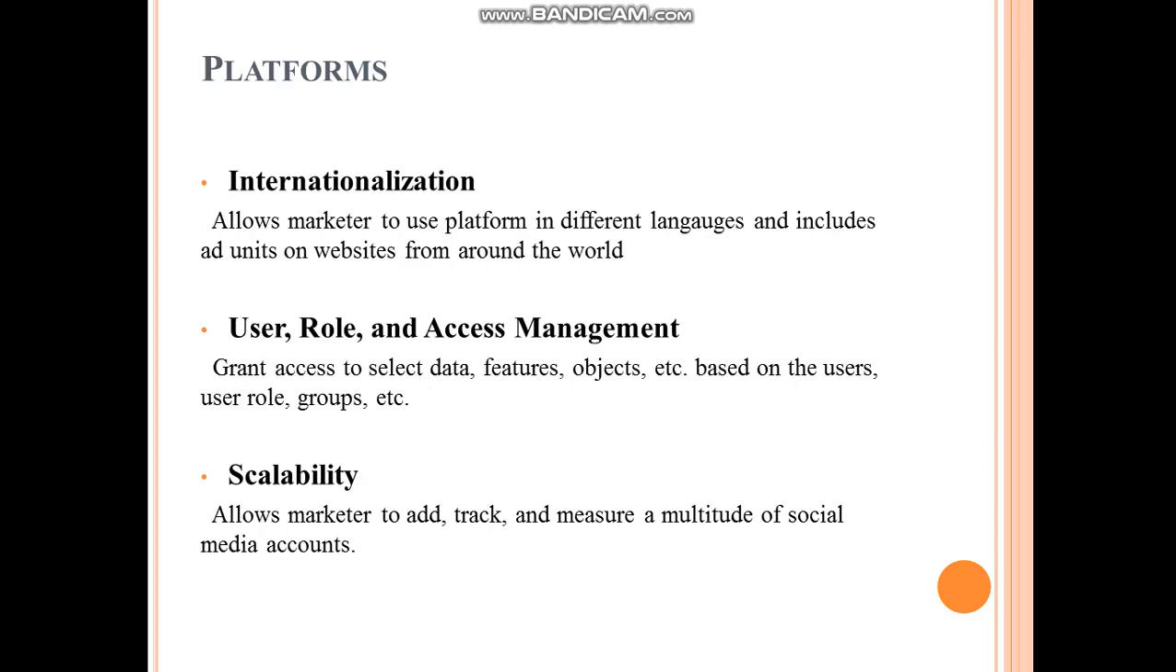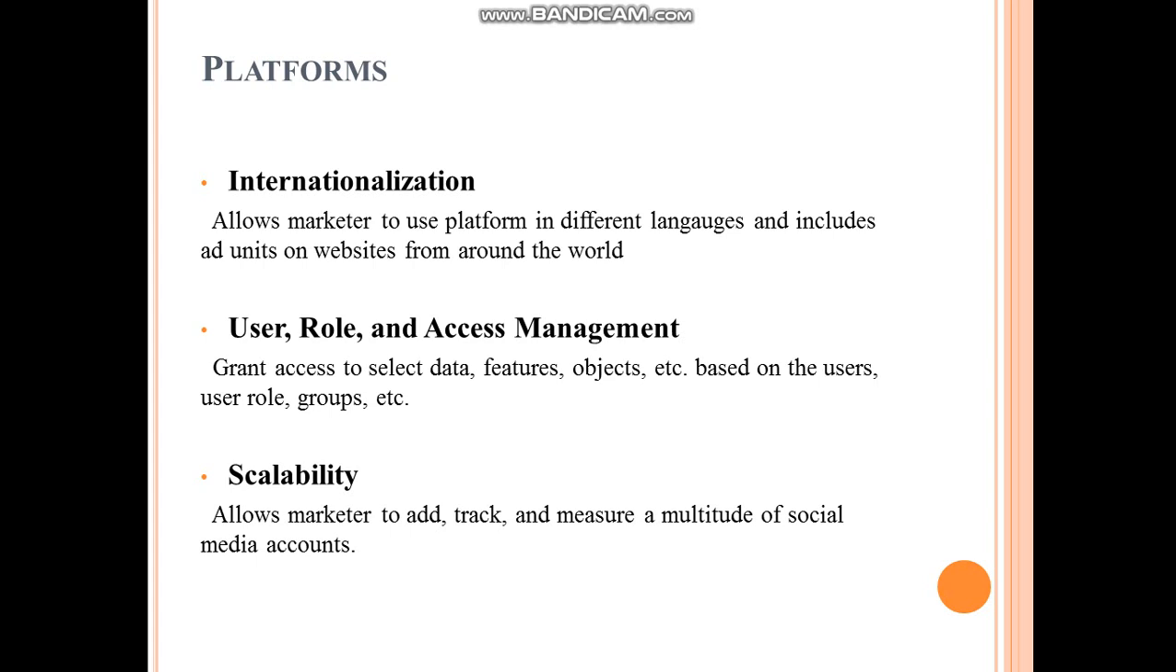Next, the platform provided by Quintly gives the following benefits to the user. First one is internationalization. It allows the marketer to use the platform in different languages and includes ad units on a website from around the world. User role and access management grants access to select data, features, objects, etc. based on the user role and group.